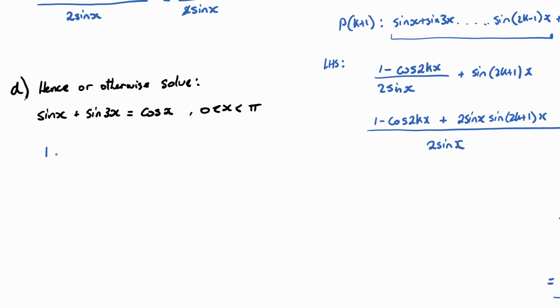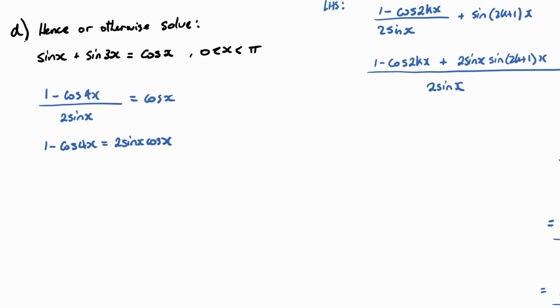So if n is 2 on the left hand side, let's make n 2 on the right hand side, and that will get us 1 minus cos of 2 times 2 times x, so 4x, over 2 sine x, and we want this to equal cos x. I've essentially just used the right hand side from part C, subbing in n equals 2, and we want to solve this. So let's multiply the 2 sine x up, so we get 1 minus cos 4x equals 2 sine x cos x.